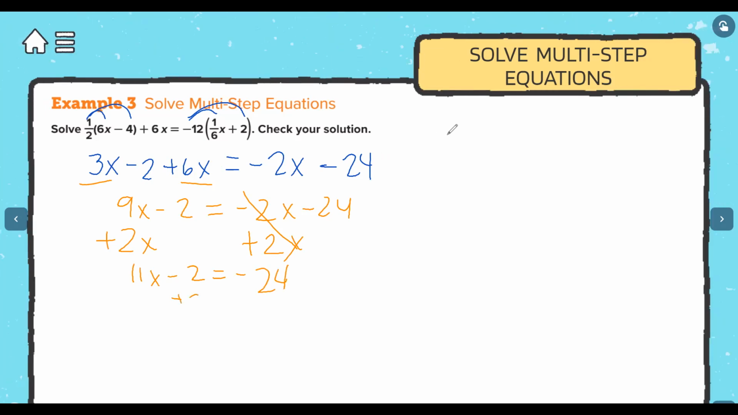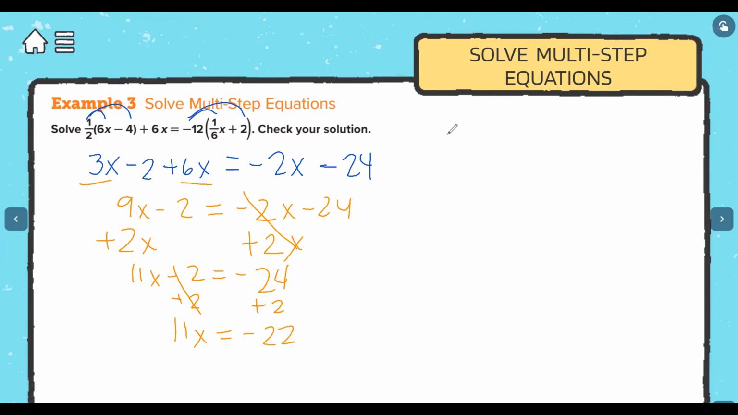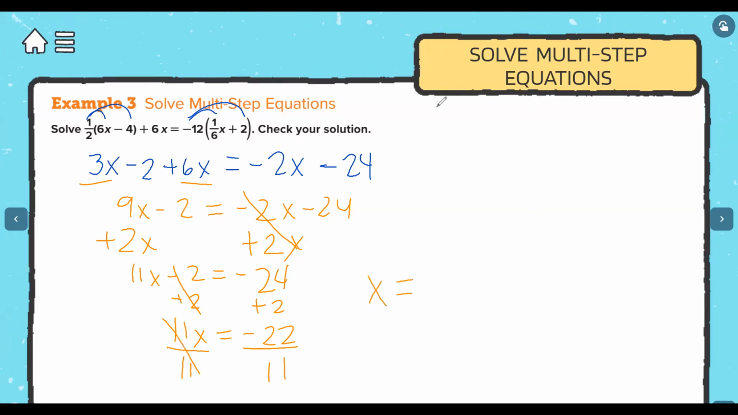Now, this negative 2 is going to the other side, so it's going to turn into a positive 2. We eliminate it. We only have 11x in this side, and this side will remain with negative 22. Okay? Now, the last step, we need to divide by 11 both sides, so we can leave the x by itself. So x is going to be negative 22 divided by 11, and negative 2.